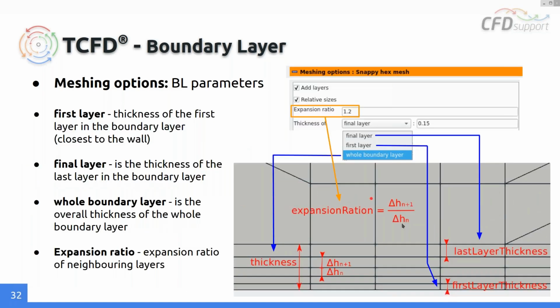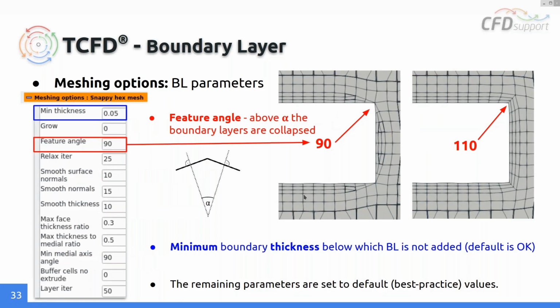Then the parameters themselves: you can choose how to set the parameters of the boundary layer. Expansion ratio is the ratio between two neighboring boundary layers, and you always need to have two parameters. For the second parameter you can choose to set the final layer thickness, which is the last layer, the first layer thickness, so the smallest thickness at the wall, or the thickness of the whole boundary layer. So you can define it using these parameters.